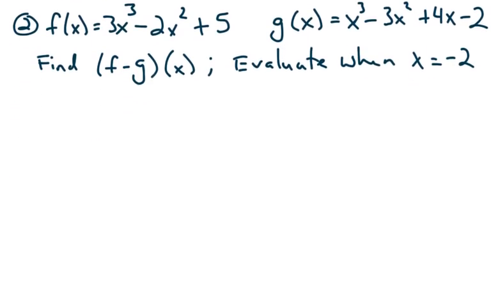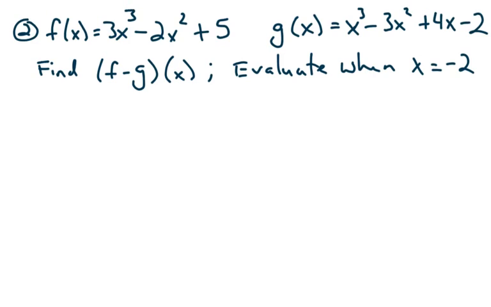Let's try another one here. f of x is equal to 3x cubed minus 2x squared plus 5. g of x is equal to x cubed minus 3x squared plus 4x minus 2. Our first task is to find f minus g of x, evaluate when x equals negative 2, and then state the domain again. Let's start with finding our new function.